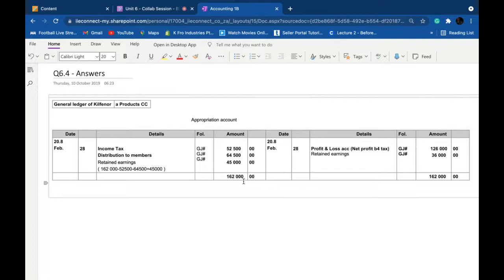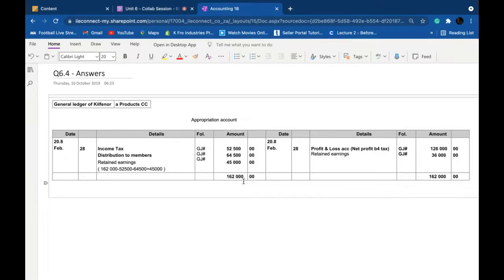Then additional information. Income tax payable for the accounting period amounts to 52,500. A net profit of 64,500 must be distributed to the members. And again the question is to prepare the appropriation account for the year ended 28 February 2008. We had lots of fun with this and we had the time to really do it, but what's important is they ask you to do the appropriation account.